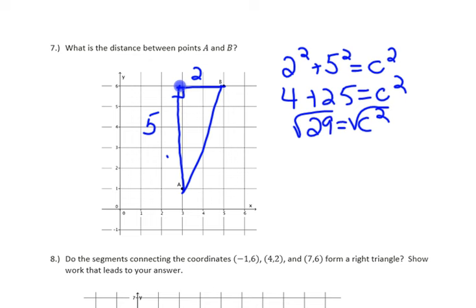And you could leave it as this, right? So remember, squaring and square rooting cancel each other out. Or if you put that into your calculator, you could say it's 5.4.